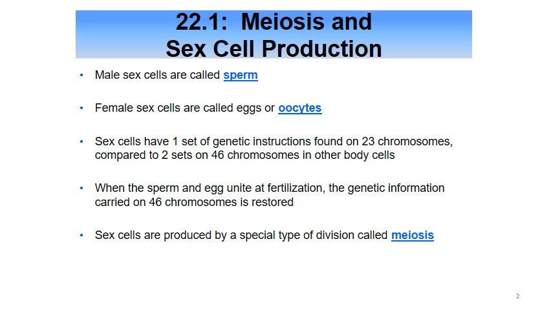Then over here it says, sex cells have only one set of genetic instructions. They have 23 chromosomes. So what this means is, each sperm cell has 23 chromosomes, egg cells have 23. When they get together, they form 46, and then that will be the baby. Having half the number of chromosomes is called haploid, and having the full amount is called diploid.